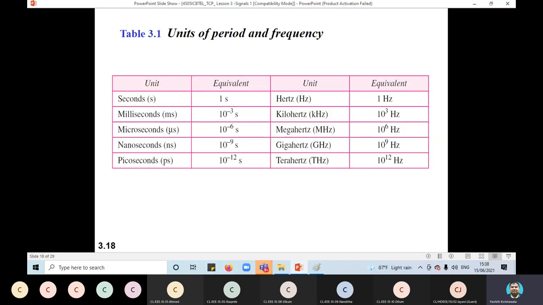Units of period and frequency. The first part of this table shows the units of period. That means a time related prefix and the fundamental unit. Then the frequency related fundamental unit and its prefix. What is meant by prefix?